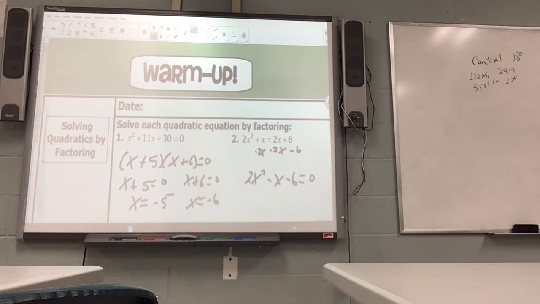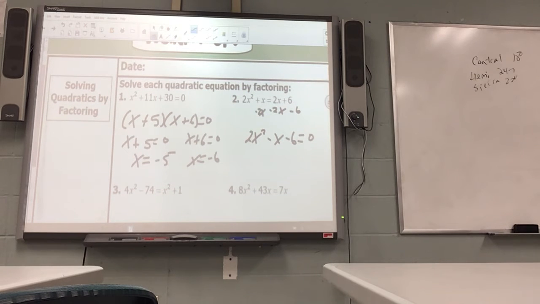Our a is 2, come on scroll, there we go. So 2 times negative 6 is negative 12. The things that multiply to make negative 12 but add to make negative 1. Where'd you get the negative 12 from? a times c, 2 times negative 6. Okay, yeah. So it's negative 4 and 3 are my factors I'm going to use.